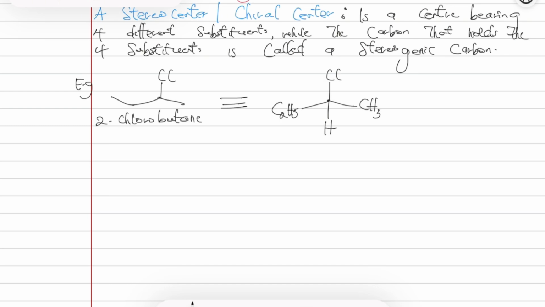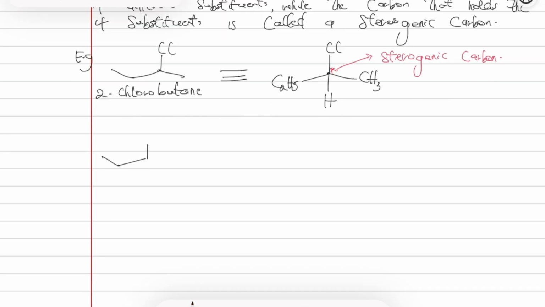Let us consider this compound, 2-chloropropane. If you have a look at this compound, you will notice that this carbon atom, marked with an asterisk, contains 4 different substituents, which are the chlorine, the methyl group, the ethyl group, and the hydrogen. Therefore, this carbon center is called a stereogenic carbon. So we can say that 2-chloropropane contains a stereocenter, which is a center that contains all 4 different substituents.